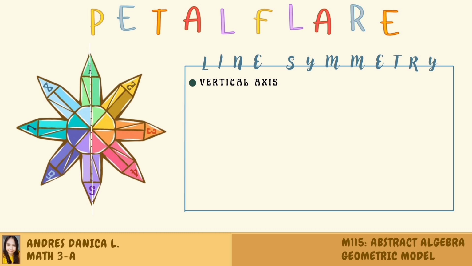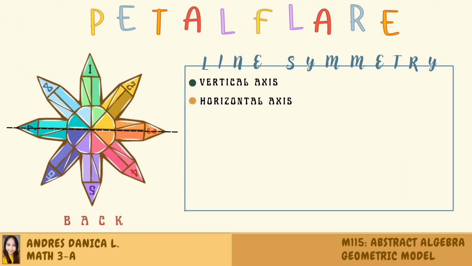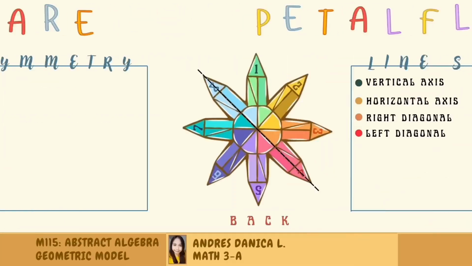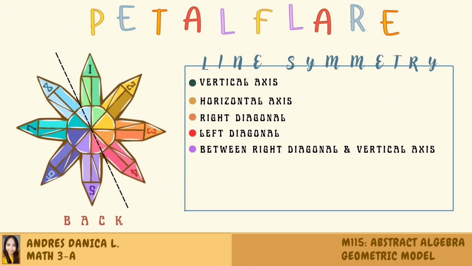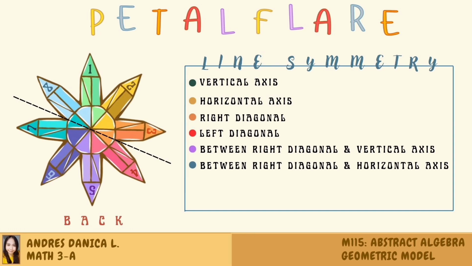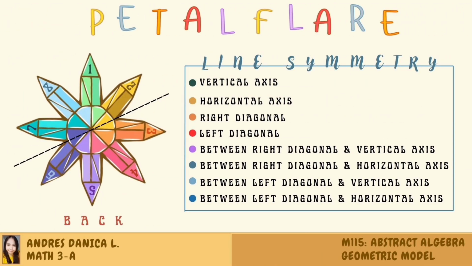First is the vertical axis. Next, we have horizontal axis. Third is the right diagonal, then left diagonal. Next is between right diagonal and vertical axis. Then between right diagonal and horizontal axis. Next is between left diagonal and vertical axis. Then between left diagonal and horizontal axis.